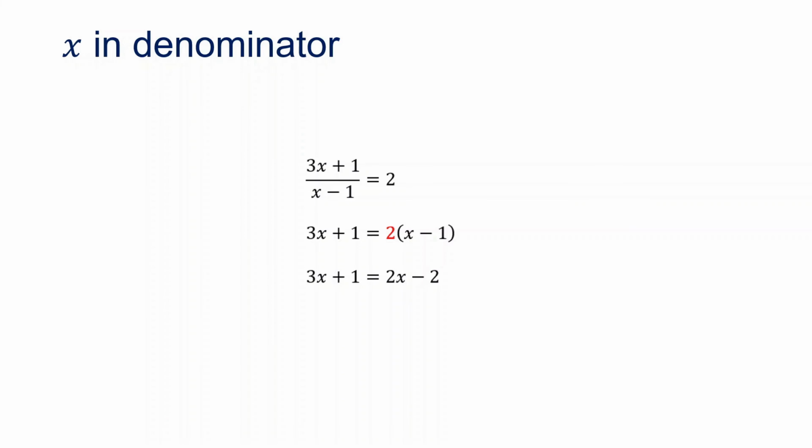Another type of equation is that x in the denominator. So our first step will be moving the denominator, the whole thing, to the other side, similar to cross multiplication. Then it will become something we're familiar with again. And we open the bracket, 2x minus 2. And then we move everything of x to one side, x. Move 1 to the other side, negative 3. So we get the answer.